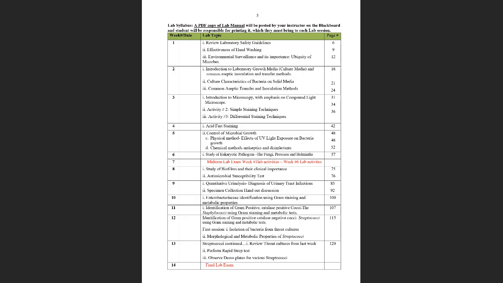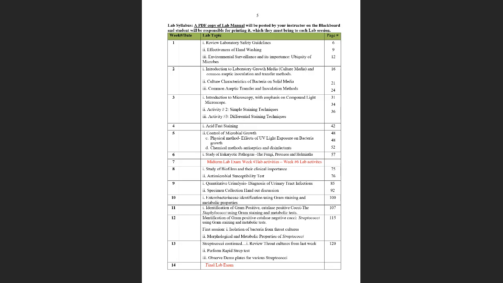All right. So today's lab, we're going to talk about introduction to laboratory growth media. They're also called culture media because that's what we use to culture or grow microorganisms inside a laboratory. And we'll also talk about common aseptic inoculation as well as transfer methods. What this means is how can we transfer microbes from one place to another aseptically, using techniques that minimize or prevent any type of contamination at all.